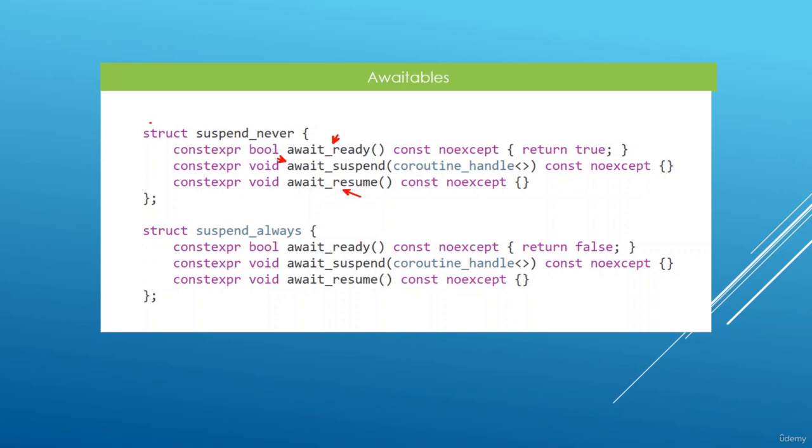Now, these are awaitables that we have in the C++ standard library. This is a suspend never awaitable. That is going to say that you don't want to suspend. And we have another one which says suspend always. And you're going to use this if you want to suspend in your C++ program. So if you want to co-await and suspend, you will pass suspend always as an operand to the co-await operator.